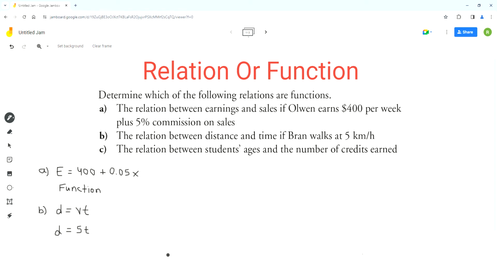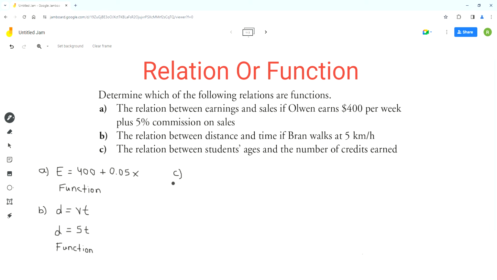This is also a linear relation. For every value of t, there will be a unique value of d, the distance. So therefore, this is a function. You can see how we are able to identify a linear relation in each of these two situations, and based on that we can come to a correct conclusion about whether the relation is a function or not.